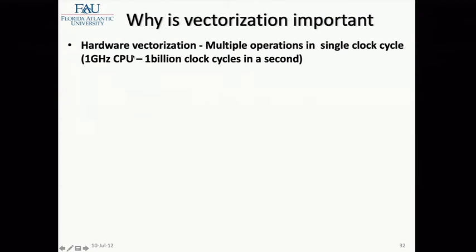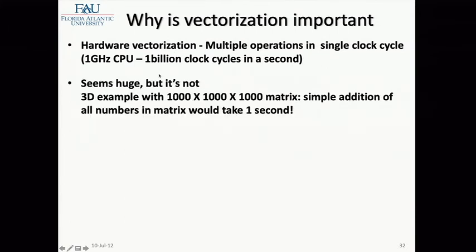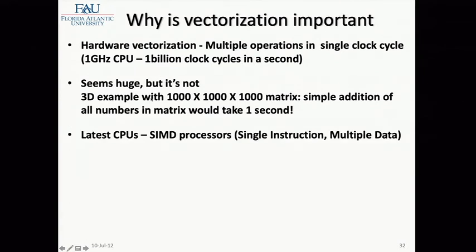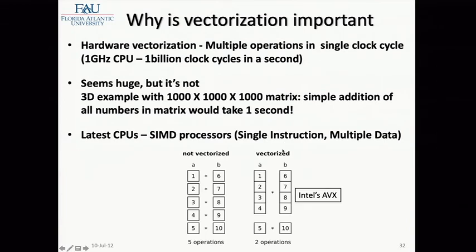Nowadays, what happens in hardware is they have something called SIMD processors, single instruction, multiple data. So what happens in these is instead of doing A times B one by one, you load 4 elements from A and 4 elements from B simultaneously and do this operation in 1 clock cycle.